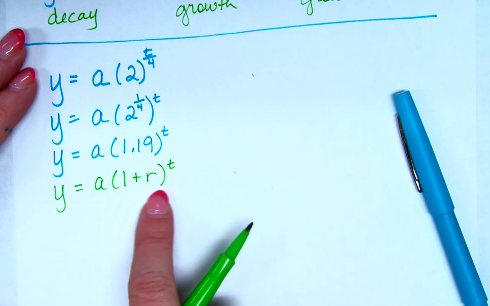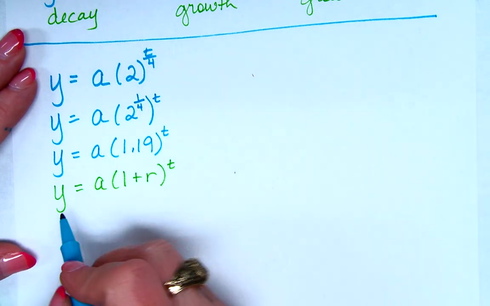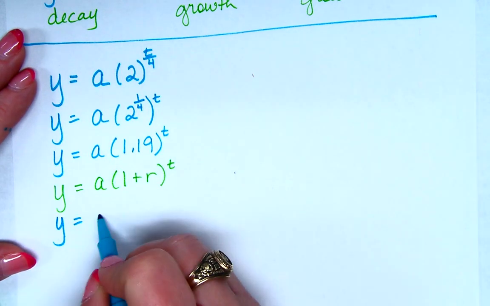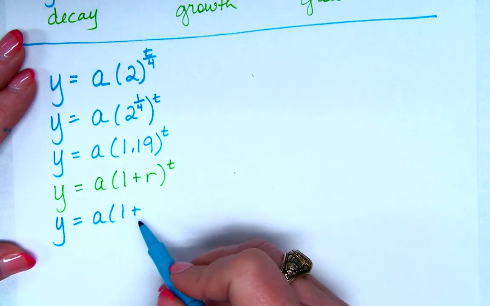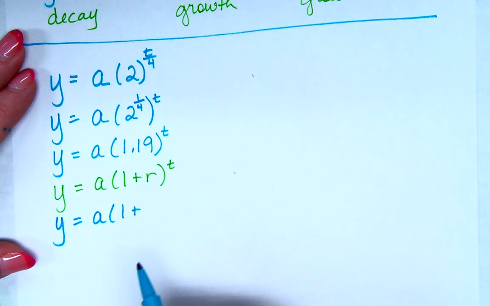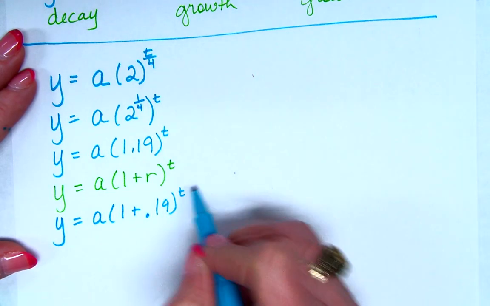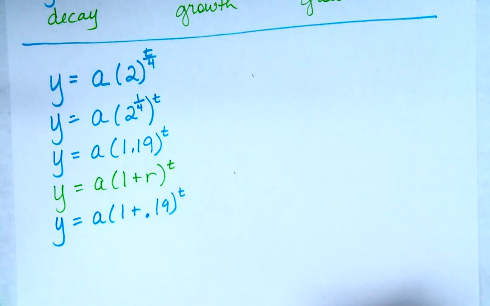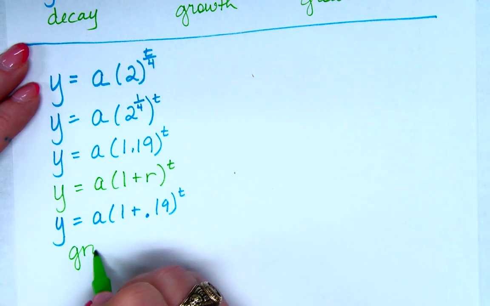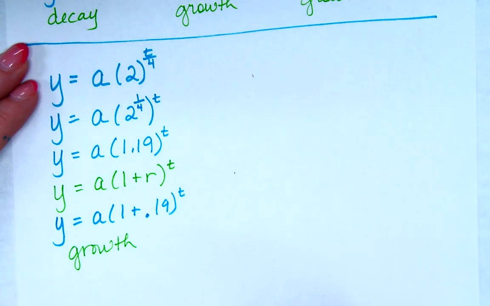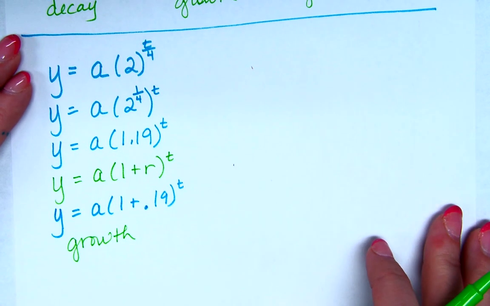This is the form that'll tell me the rate of growth. So what am I going to write? 1 plus what? 1 plus what equals 1.19? 0.19. I know that seems silly. I also don't care. Because now you can tell me, first of all, that it is growth. And you can tell me at what rate it's growing. Can you tell me what rate it's growing at?